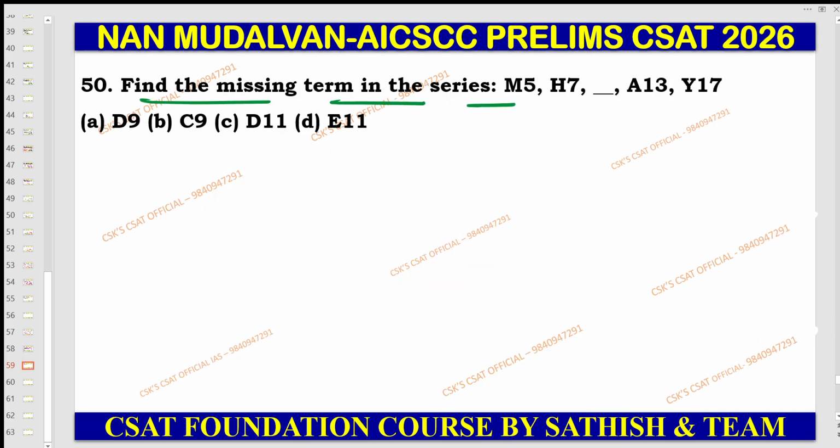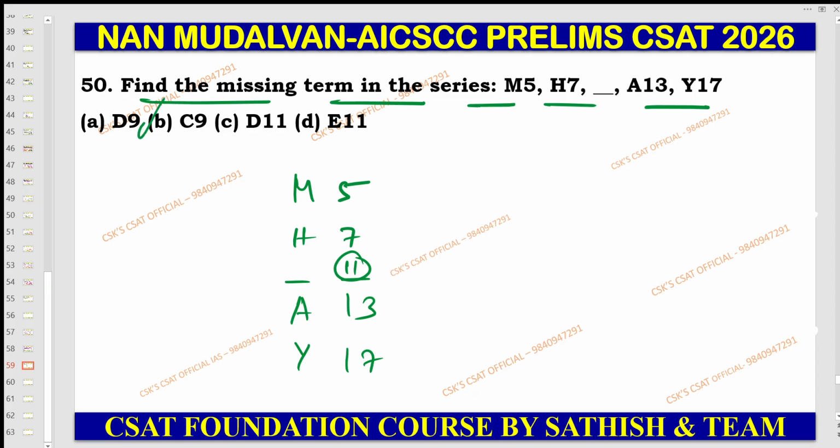Find the missing term in the series. Missing term in the series. M5, H7, A13, Y17. If you see this one, easily you can find out these are all prime numbers. 5, 7, 13, 17. So therefore 11 must be your missing term. So eliminate 2. Getting. Next, if you see the logic here, right?